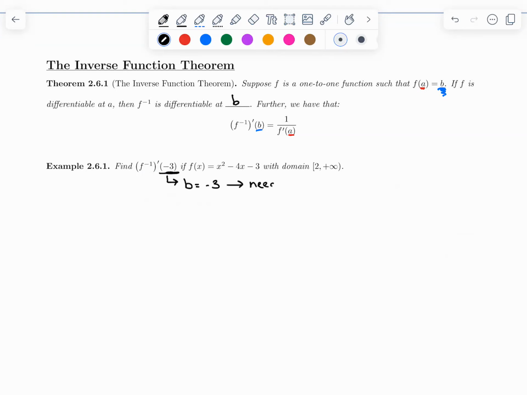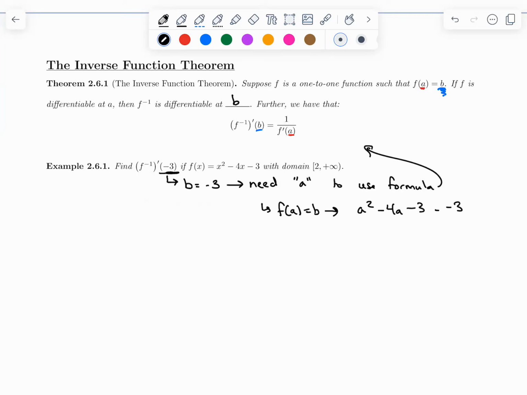We need a. We need a to use the formula. That formula: f inverse prime of b is equal to 1 over f prime of a. We know what b is. And remember, f of a is equal to b. So f of a is equal to b, which implies that a squared minus 4a minus 3 is equal to -3.